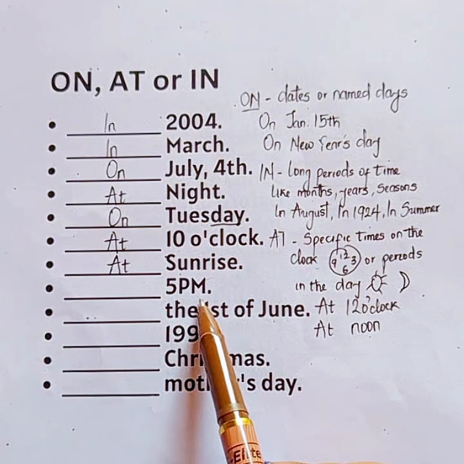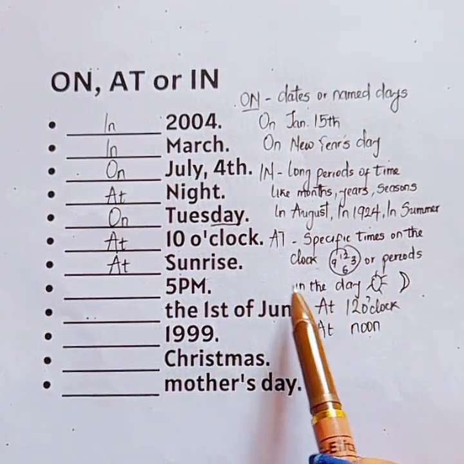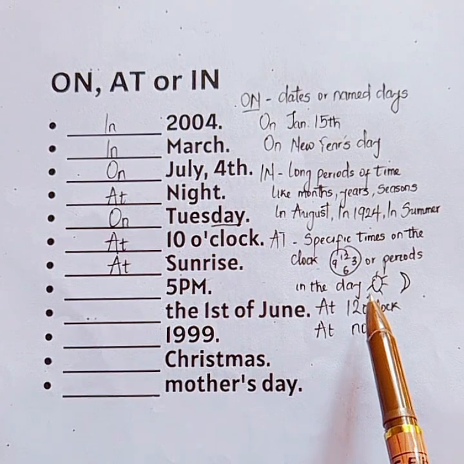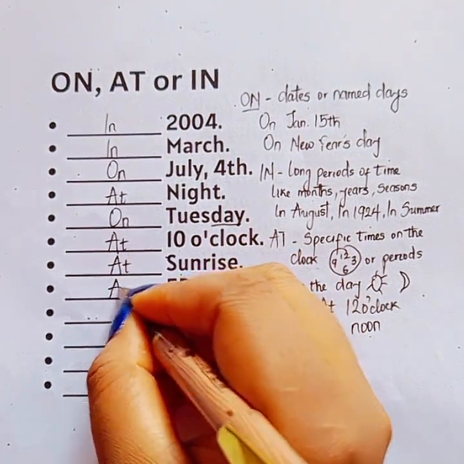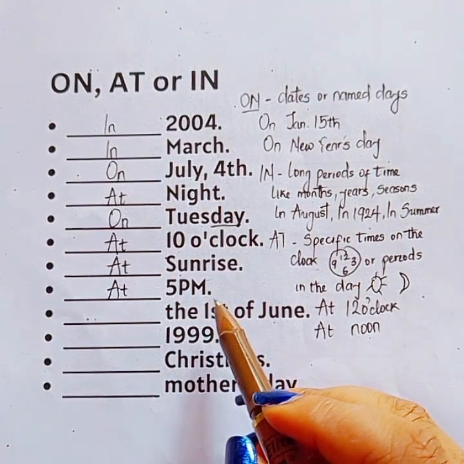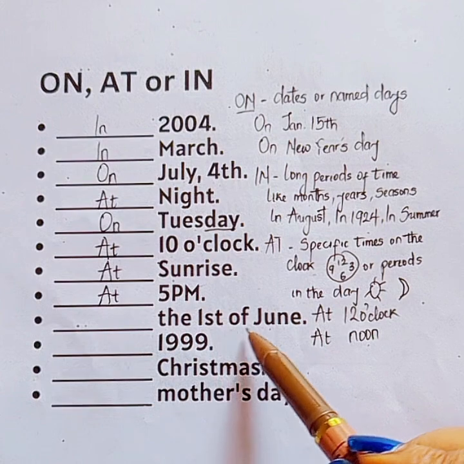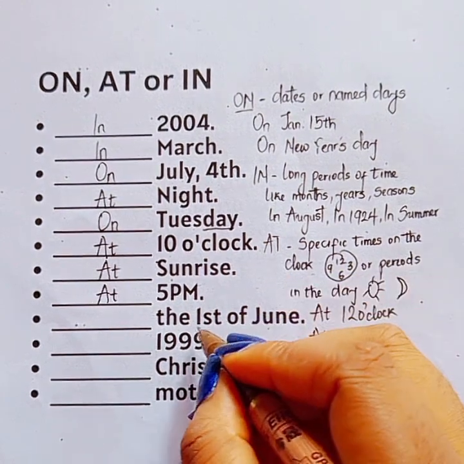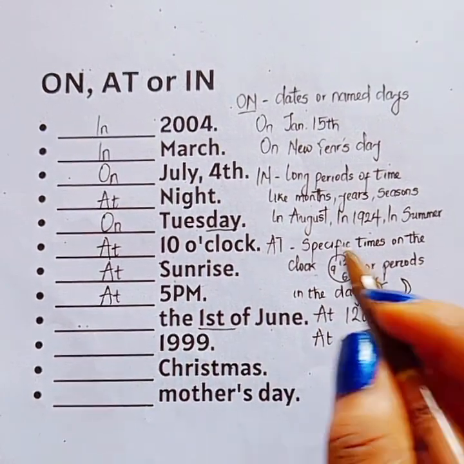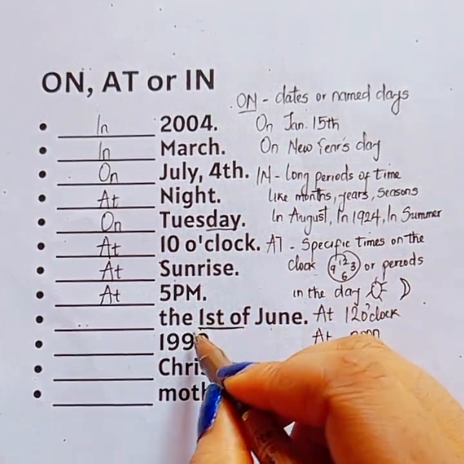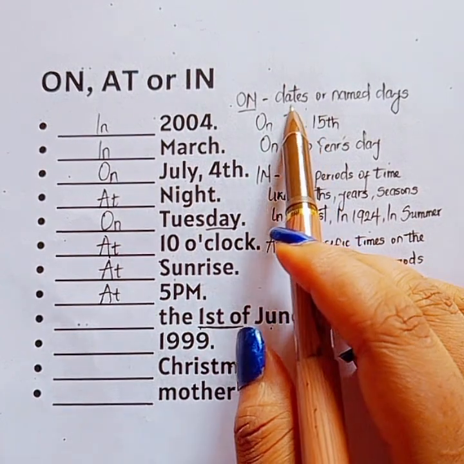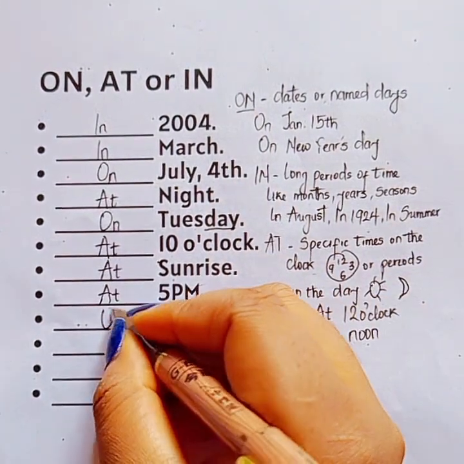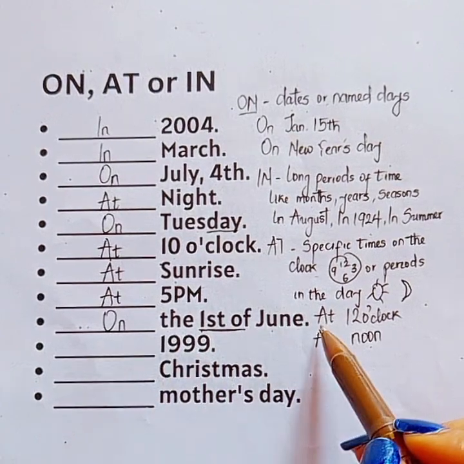Blank 5 p.m. 5 p.m. is a specific time on the clock. For that, we use at 5 p.m. Blank the 1st of June. Okay, this is a named day. The 1st of June is a specific day or a date. Okay, the 1st of June is a date. And for dates or named days, we use on. Okay, we have on the 1st of June.